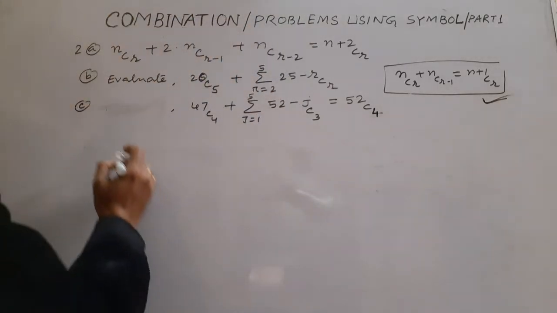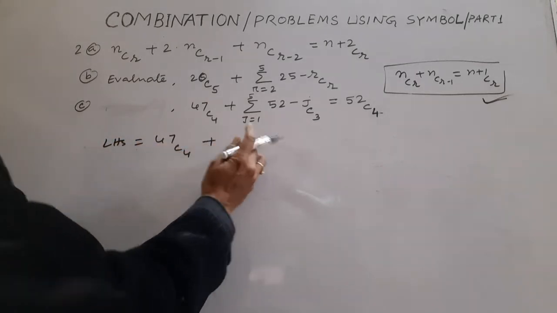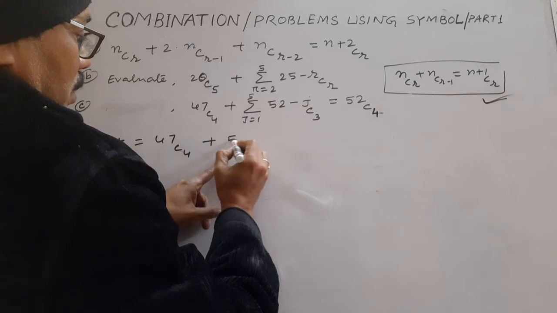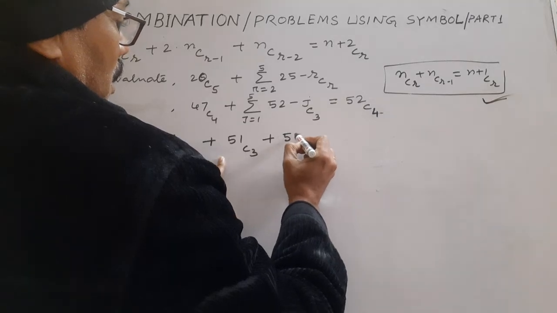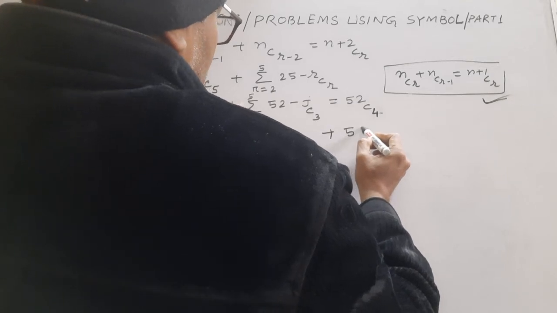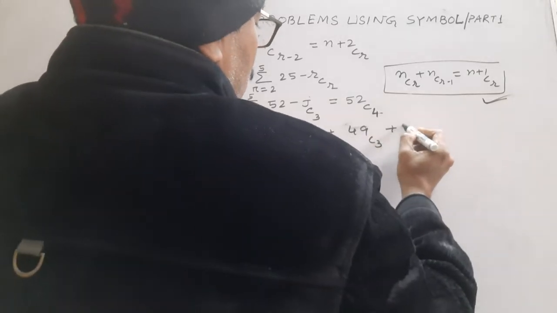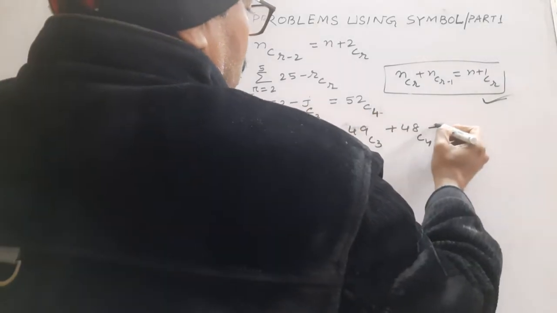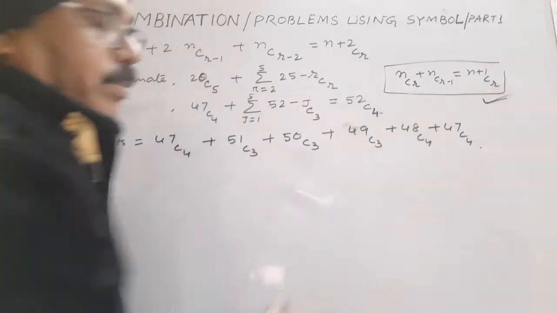52C4. So LHS is 47C4. Then we expand the summation symbol. J equals 1, so this is 51C3. J equals 2, this is 50C3. J equals 3, 49C3. J equals 4, 48C4. J equals 5, 47C4. So J goes from 1 to 5: 1, 2, 3, 4, 5.